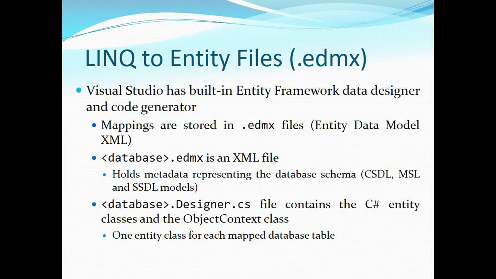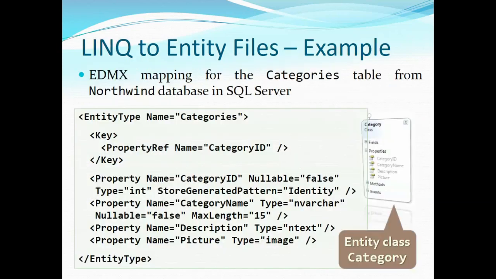So mappings are normally stored in .edmx files. Normally it's an XML file, but it also has its own designer.cs file. Below that you can see whatever database name you give, .edmx is an XML file. It holds the metadata representing your database schema with conceptual mapping or storage. The designer.cs contains C# classes and the object context class, with one entity class for each mapped database table. This is how EDMX would be there.